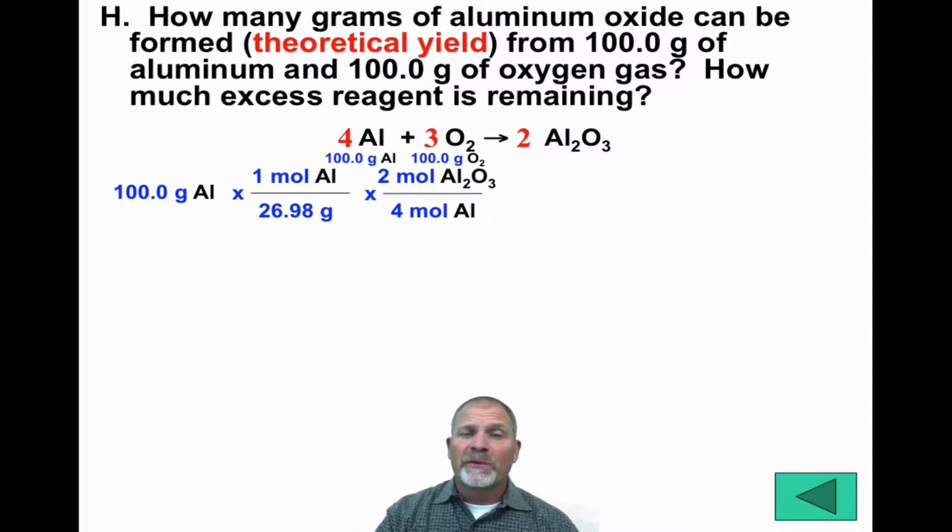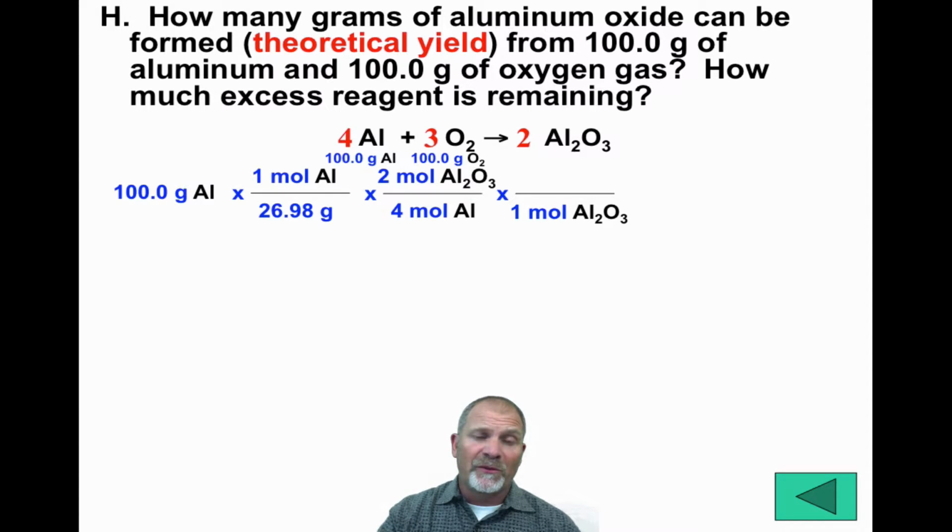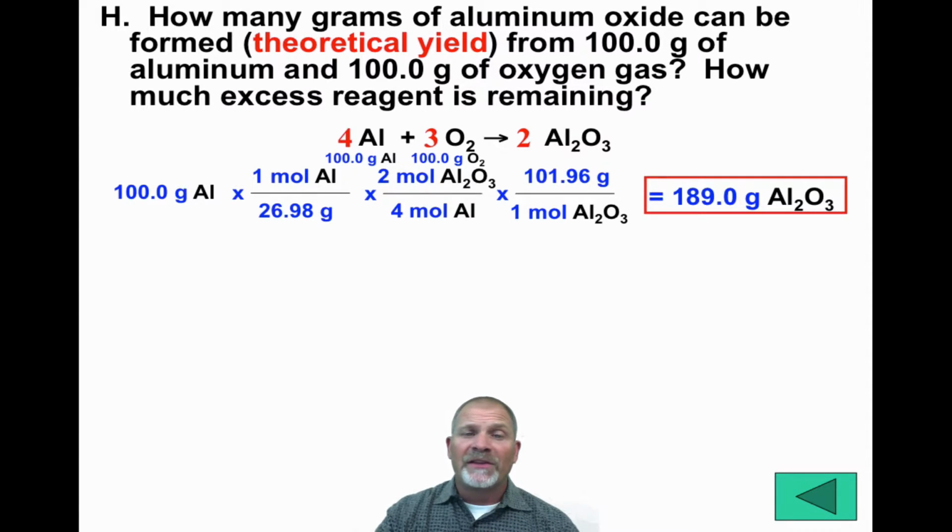But now I'm on the moles of aluminum oxide side. And then I go 1 mole of aluminum oxide, and I look up on the periodic table the mass of 2 aluminums plus 3 oxygens weighs in at 101.96 grams. Now the rest is data entry, so it's 100 times 2 times 101.96 divided by 26.98 divided by 4 equals. What I see here is that my 100 grams of aluminum will be able to produce 189.0 grams of aluminum oxide. I'm not done yet because I don't know if that's my limiting reagent. I still don't know if that's my bread or my cheese.